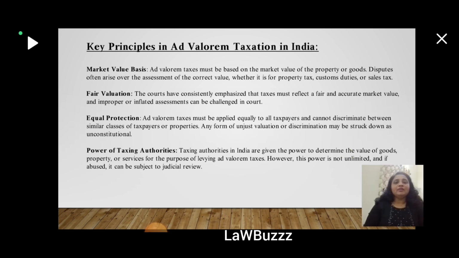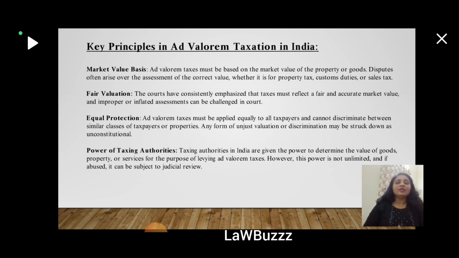Another one is the power of taxing authorities. What is the power of taxing authorities? Taxing authorities in India are given the power to determine the value of goods, property, and/or services for the purpose of levying ad valorem taxes. However, this power is not unlimited, and if abused, it can be subject to judicial review.